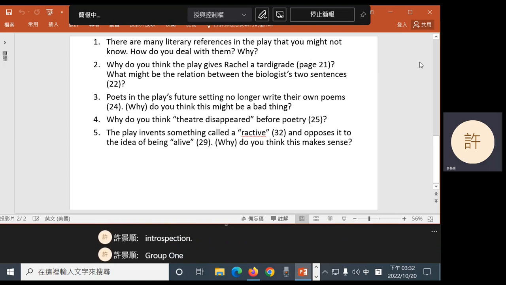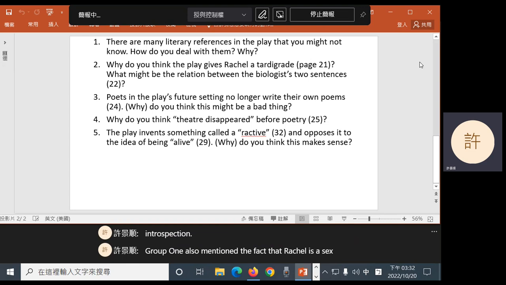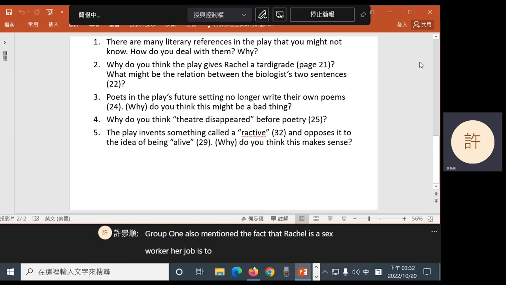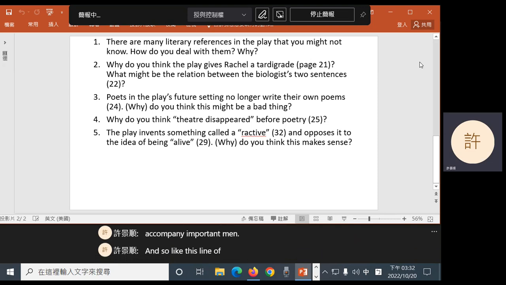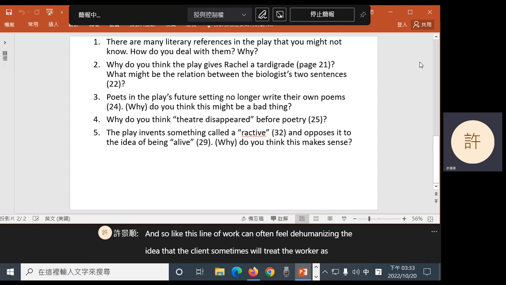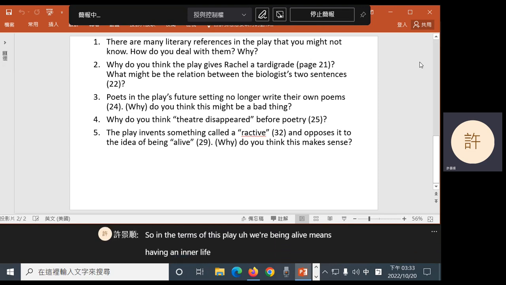Group one also mentioned the fact that Rachel is a sex worker. Her job is to psychologically and physically accompany important men. And so this line of work can often feel dehumanizing. The idea that the client sometimes will treat the worker as only a body instead of a person. So in the terms of this play, where being alive means having an inner life, Rachel's line of work habitually deprives her of that inner life. Her work itself is killing her spiritually.